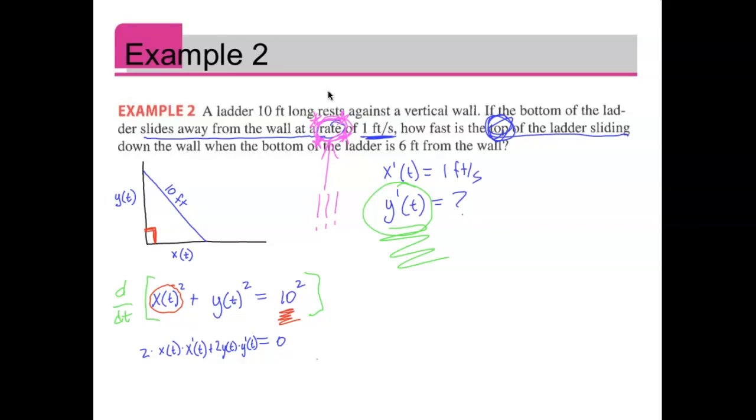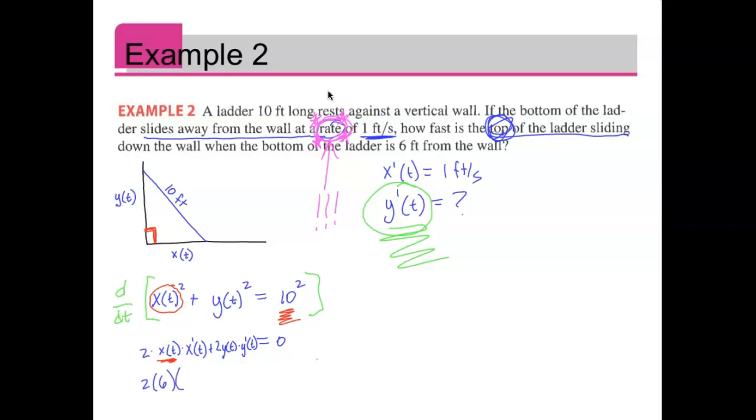So let's start here. 2 times, now right away I kind of run into a roadblock. I need x of t. Am I given a value for x of t? Go back to the prompt. X of t would be the distance that the ladder is away from the wall. Awesome, Maisie. Yep, 6. I'm told that the bottom of the ladder is 6 feet from the wall, so I am given that. So x of t is 6.